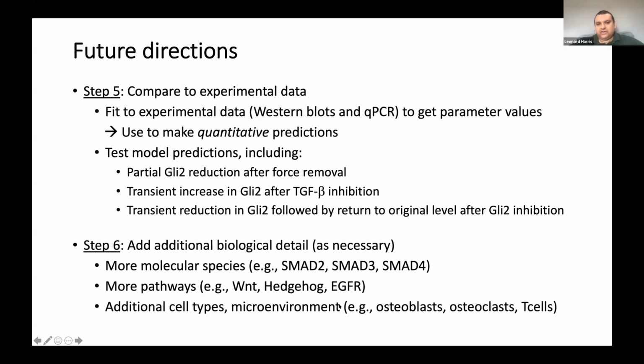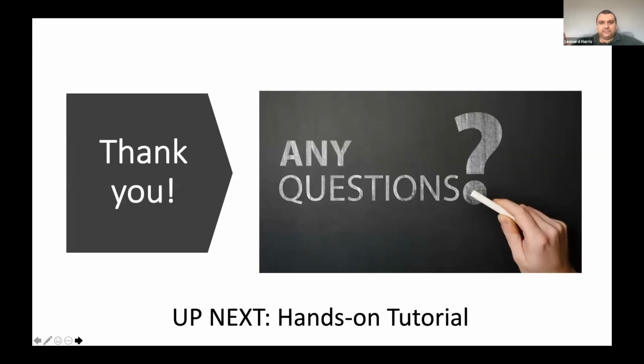There's also a host of other pathways involved in tumor-induced bone disease: the Wnt pathway, the hedgehog pathway, the EGFR pathway, and there have to be a lot of interactions within the microenvironment as well. So we're looking at creating a companion model that includes tumor cells, osteoblasts, osteoclasts, immune cells, that sort of thing, that can hopefully be connected with this signaling pathway model. So there's lots and lots of stuff that we can do on top of this. Okay, and that's where I'll finish off.